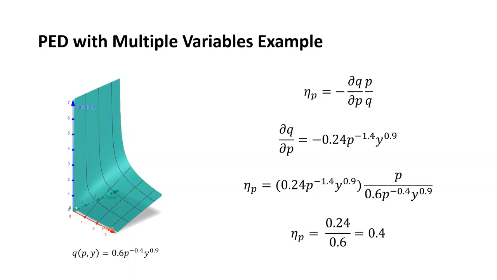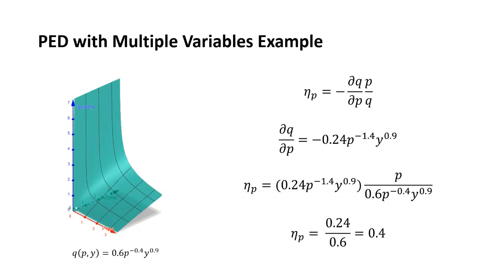To take the partial derivative of Q with respect to P, we simply hold Y, or income, constant, and then take the derivative as we normally would. The negative 0.4 power on the P variable simply comes out and gets multiplied by 0.6, and the Y stays as is. In other words, we simply get the partial derivative of Q with respect to P equals negative 0.24 times the price to the negative 1.4 power times the income to the 0.9 power.